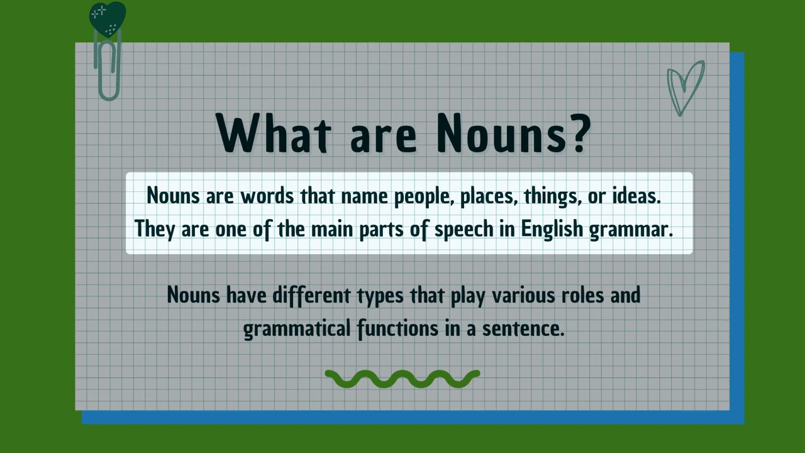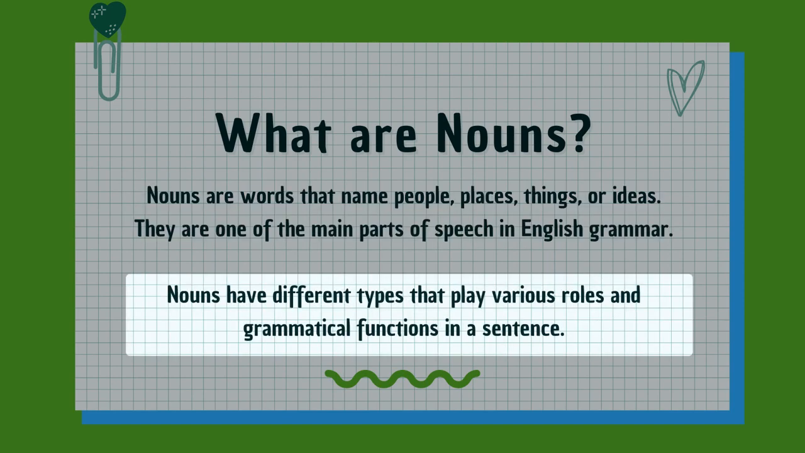Nouns are words that name people, places, things, or ideas. They are one of the main parts of speech in English grammar. Nouns have different types that play various roles and grammatical functions in a sentence. They can function as subjects, objects, complements, modifiers, or appositives in sentences.